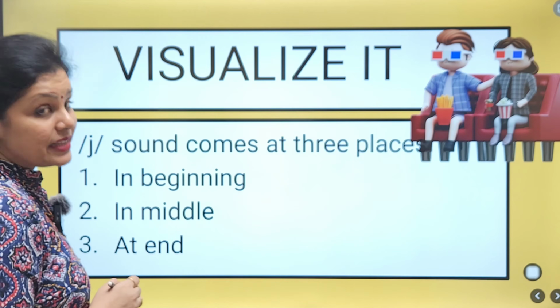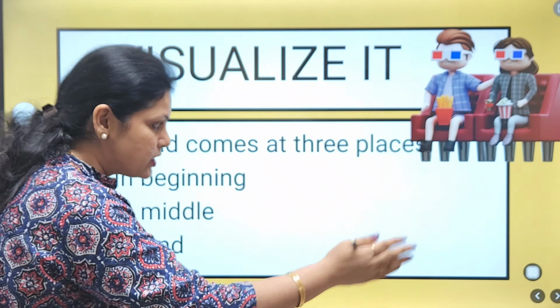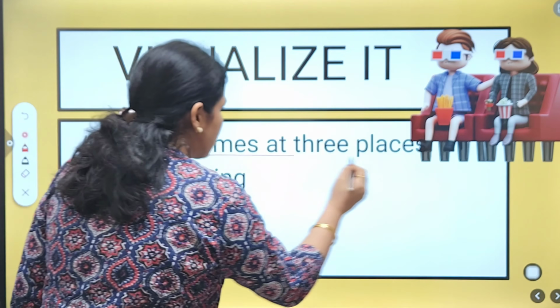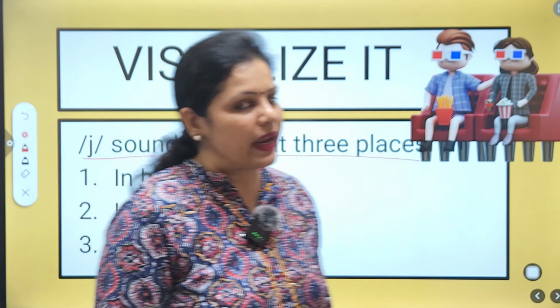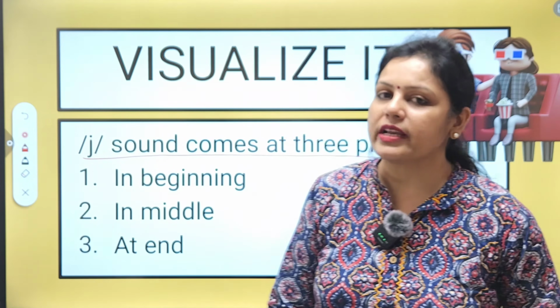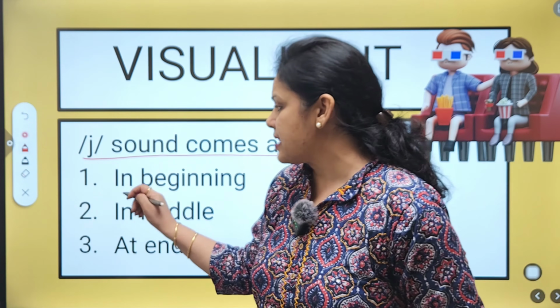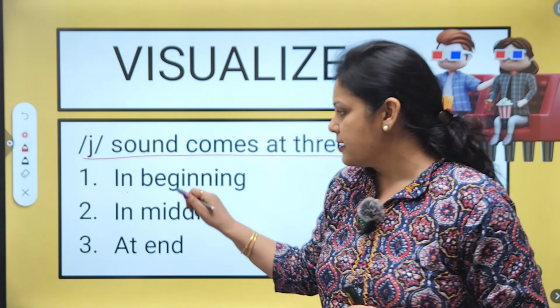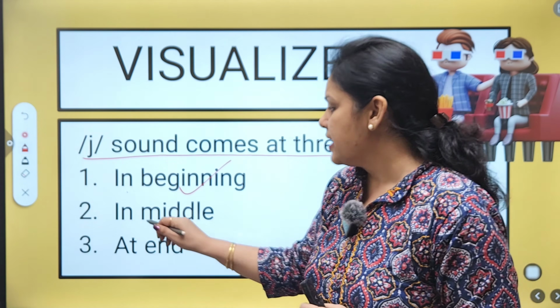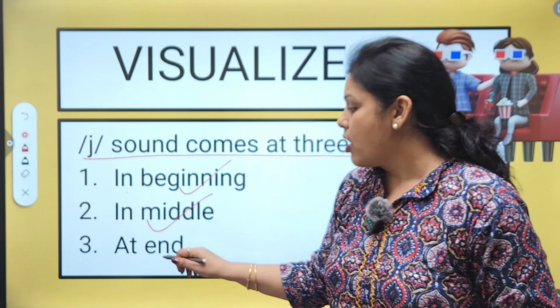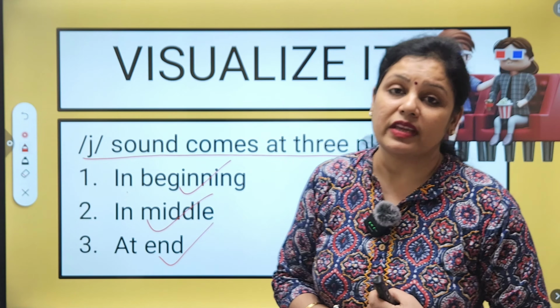So what am I going to visualize today? J sound comes at 3 places. Whenever you talk about a sound in phonics or in words, these sounds may come at 3 different places. That is, it may come in the beginning of any word, in the middle of any word, or it may also come at the end.